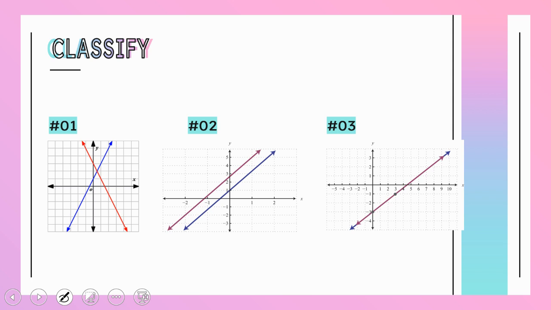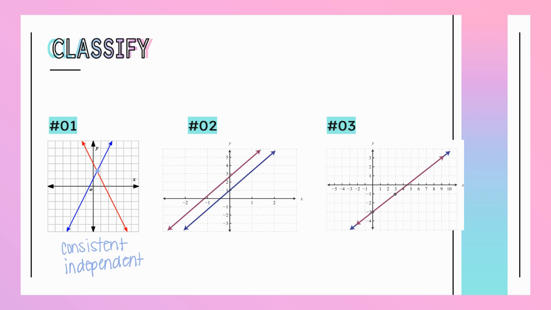Looking at number 1 here, where do these lines intersect? Well, very clearly they intersect at one point. Therefore, there's one solution, which means that this is a consistent, independent system. Your teacher may be okay if you abbreviate that, but check first and make sure that your teacher knows what the abbreviation means that you're using, okay?